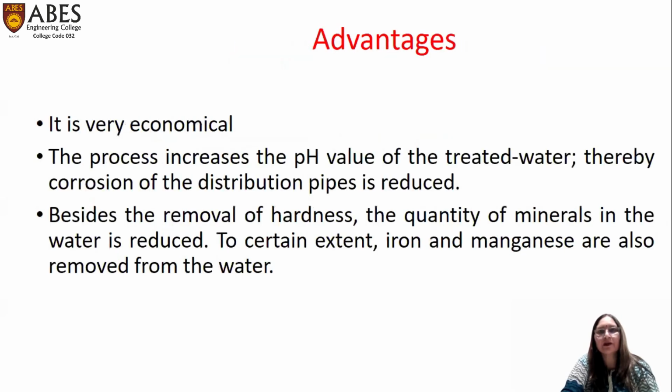Now coming to the advantages of lime soda process, it is very economical and the process increases the pH value of the treated water. It means corrosion of the distribution pipe is reduced. Removal of hardness, to a certain extent, iron and manganese are also removed from the water.